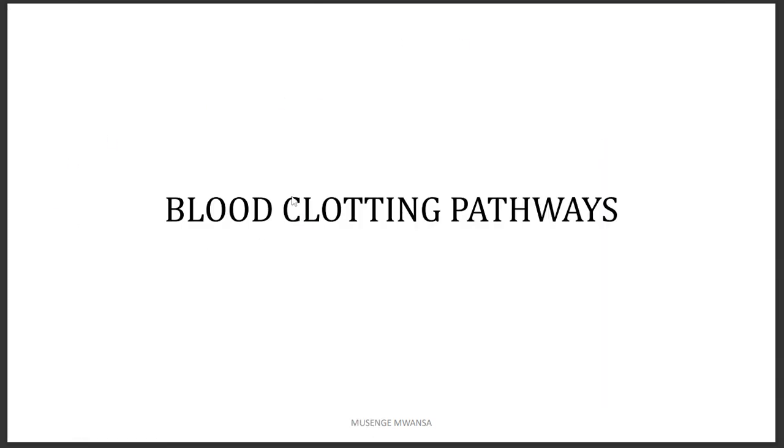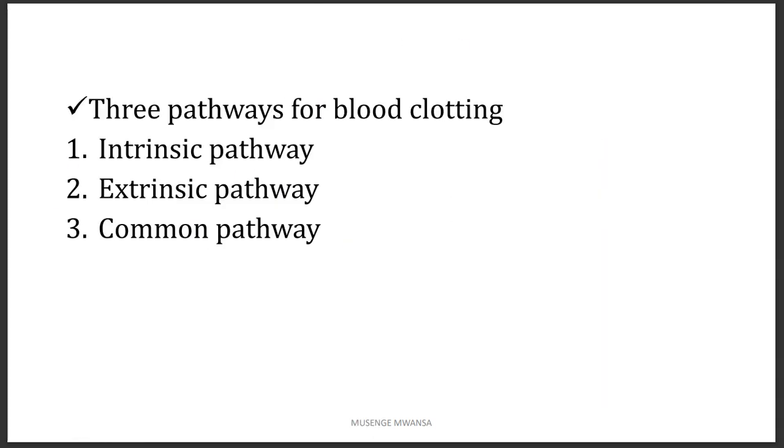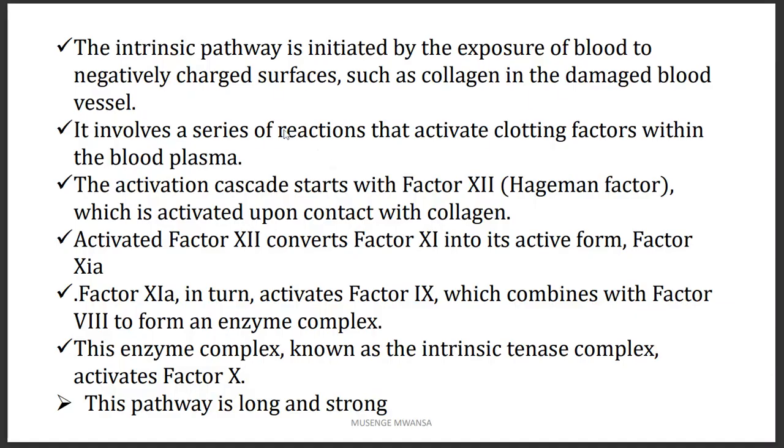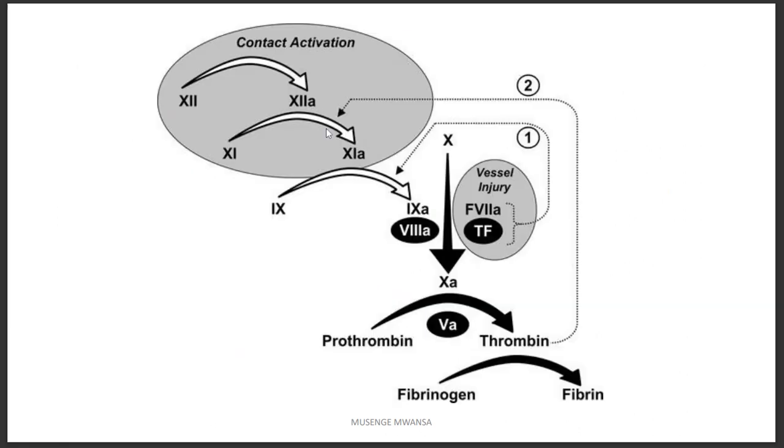Now, let's go into the blood clotting pathway itself. We have got three pathways for blood clotting, or the three coagulation pathways. We have got the intrinsic pathway, extrinsic pathway, and the common pathway. Starting with the intrinsic pathway. Now, the word intrinsic means inside. So, the intrinsic pathway is going to be initiated by the exposure of blood to negatively charged surfaces, such as collagen in the damaged blood vessel. So I'm going to use this diagram to describe this process, the intrinsic pathway. Intrinsic, it is happening on the inside.